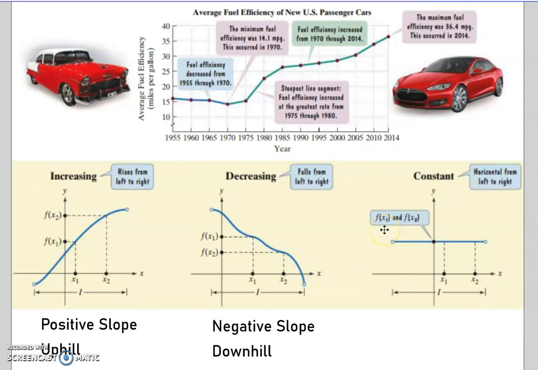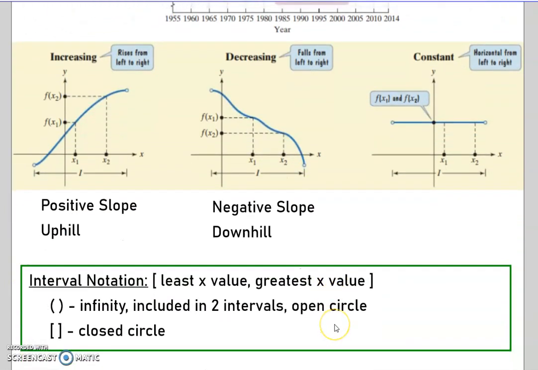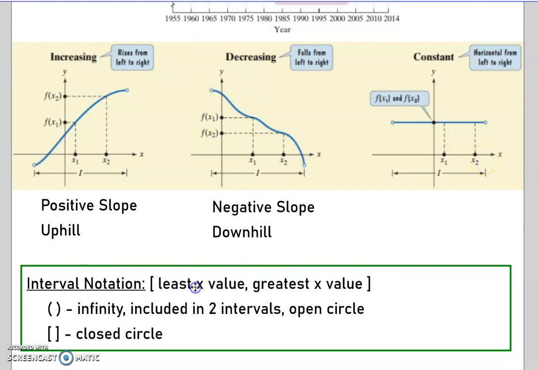Okay, when we describe intervals that are increasing, decreasing, or constant, we use interval notation just like we talked about in 1.2 with domain and range. But the biggest difference now is that no matter whether we're talking about increasing, decreasing, or constant, we always, guys, use the x values, okay? We're always looking, notice how they say left to right. We are always going from the least x value to the greatest x value, okay?